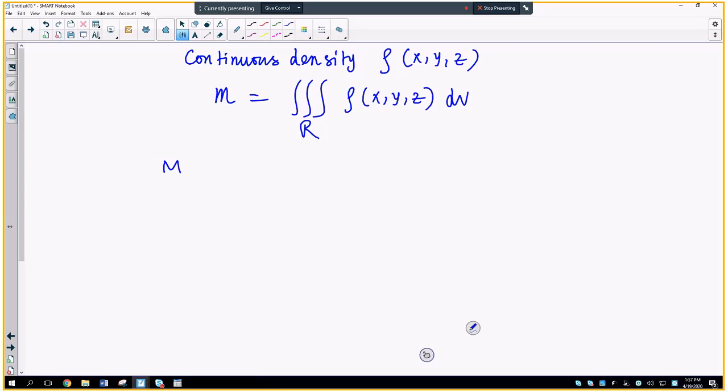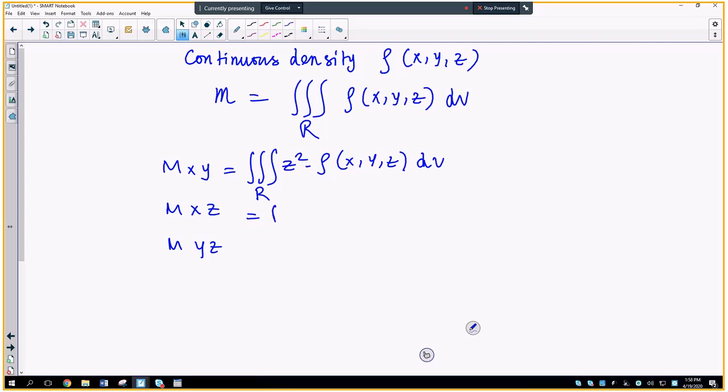Then to talk about the centroid, we need three special things. We call them mxy, mxz, and myz. The first one is the same region of integration. Just have you multiply z with the rho function and integrate with respect to the volume. Mxz, you multiply y with the rho function and integrate. I'm so sorry, these are z and y, I'm not talking about the moment of inertia. So you multiply z with the rho function, and this one you multiply y with the rho function and integrate with respect to the volume.